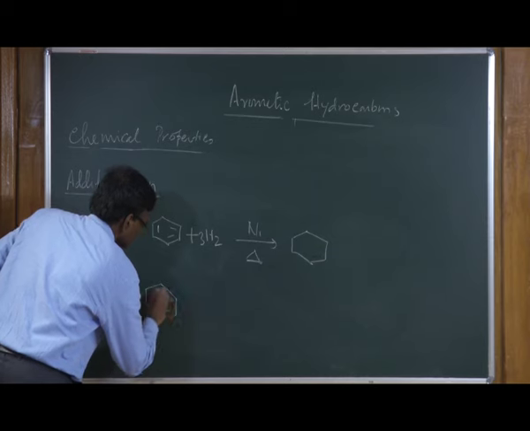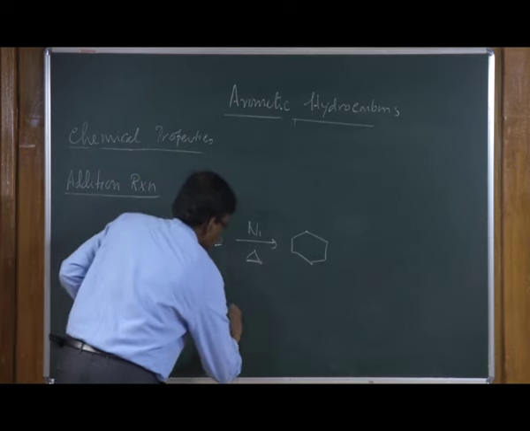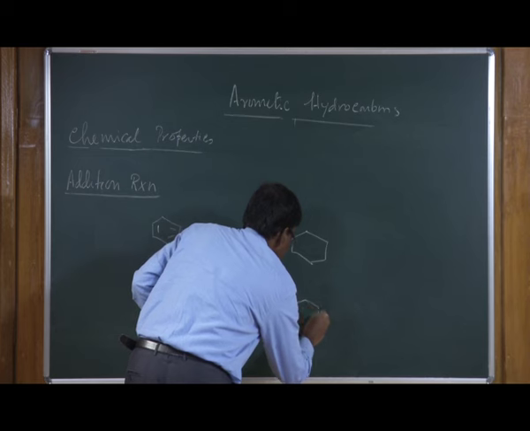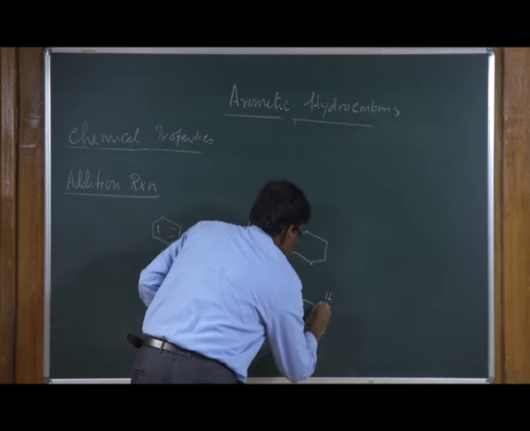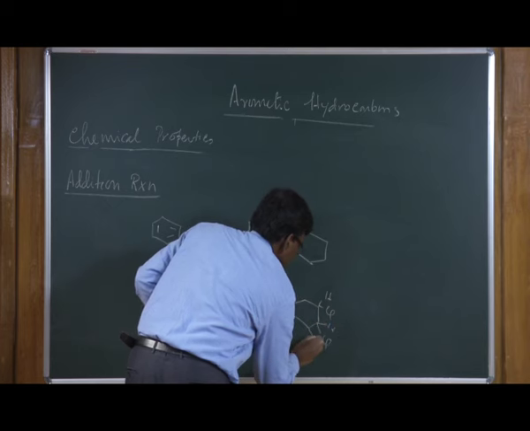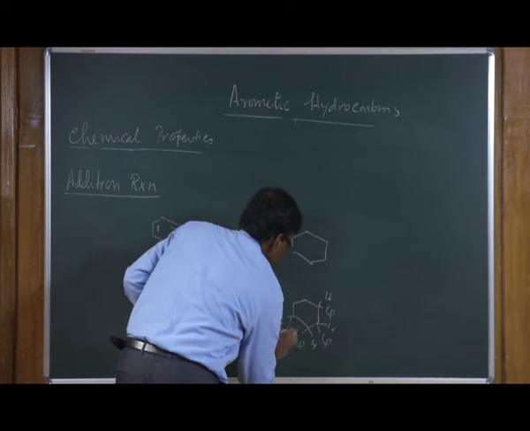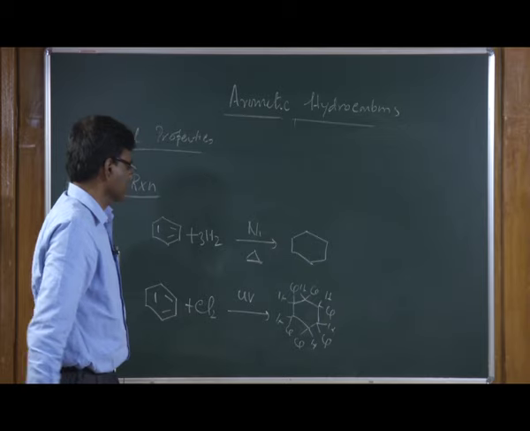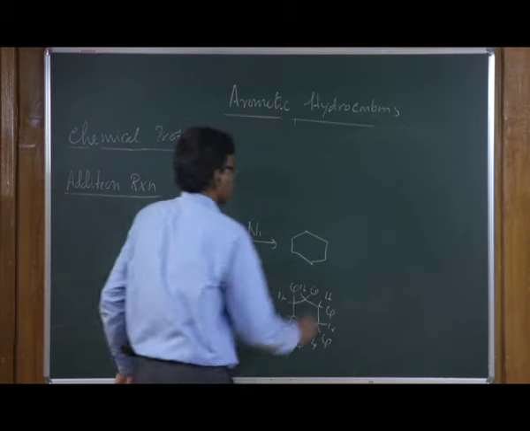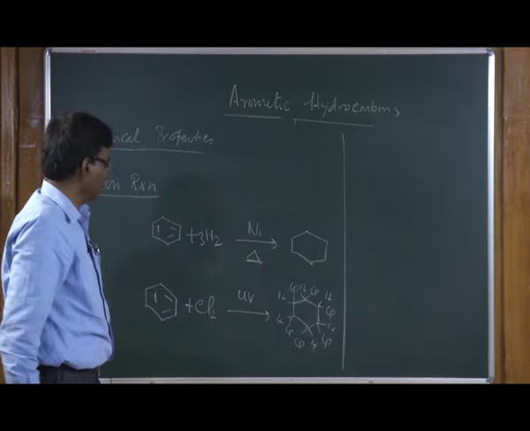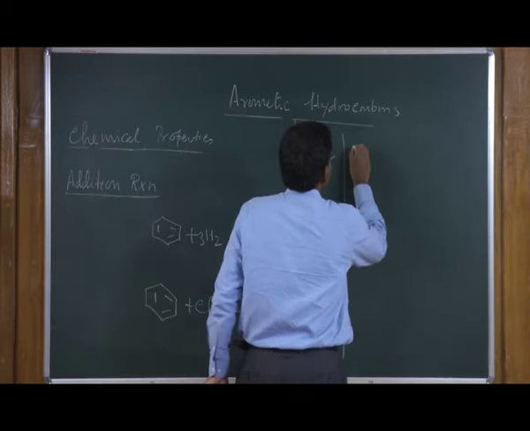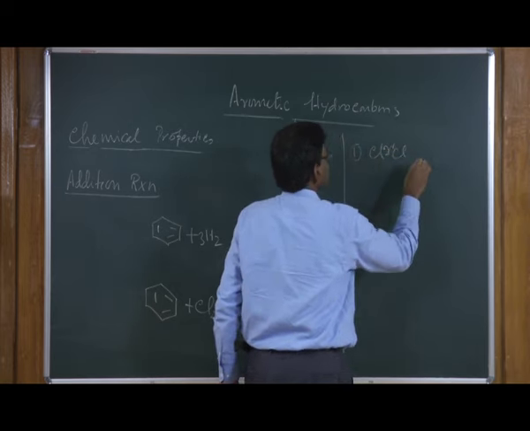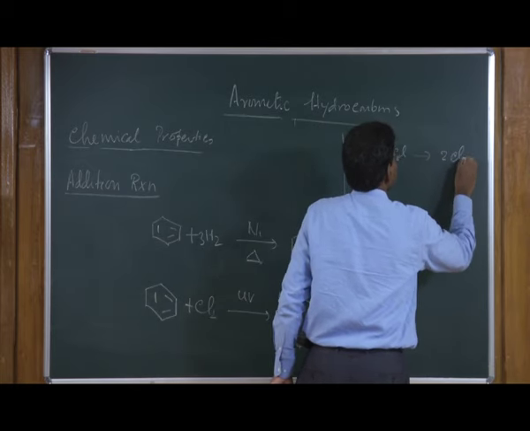Benzene also can be reacted with chlorine, in the presence of light, to give hexachlorocyclohexane. So, in this case what happens is an addition reaction, and the chlorine, in the presence of light, undergoes homolysis to generate Cl radical.